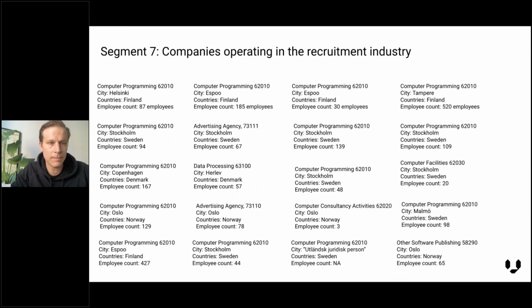And then the last example, companies in the recruitment space. So we didn't identify any because none of the standard industry codes is saying anything about recruitment or human resources, just software businesses and a couple of advertising agencies.